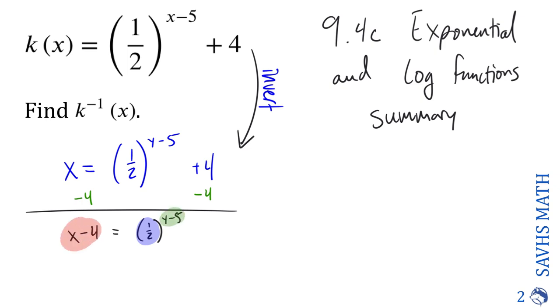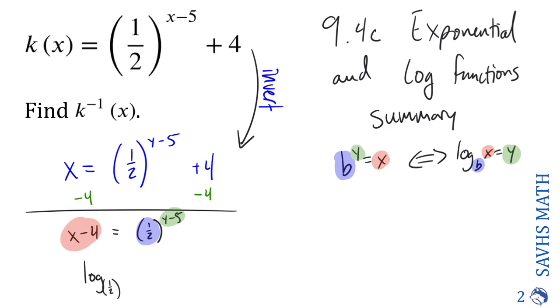So if I have b to the y equals x, I can turn that into log base b of x equals y. And so this one currently I have a b to the y equals x, and so that is going to be this and this and this. So we're going to rewrite it like log base 1/2 of x minus 4 equals y minus 5.